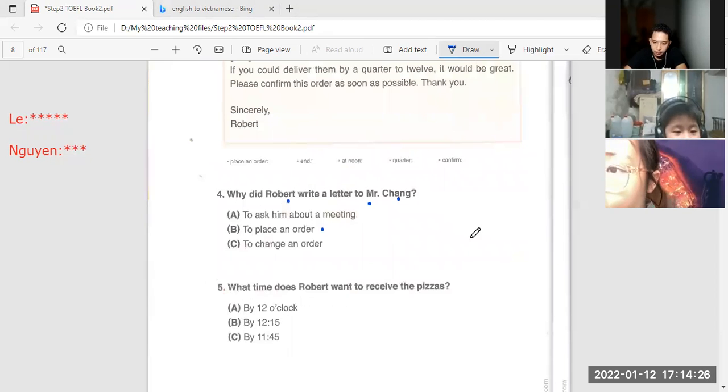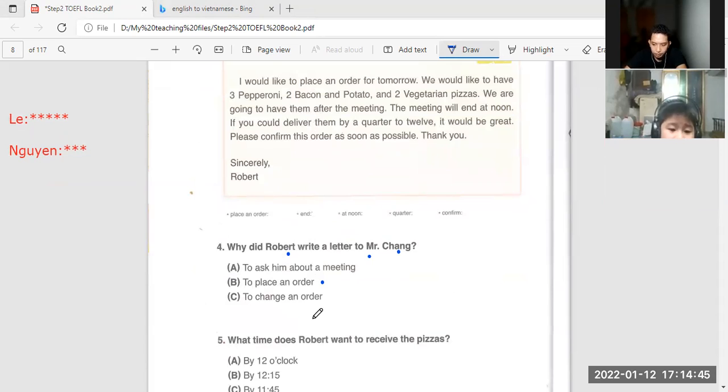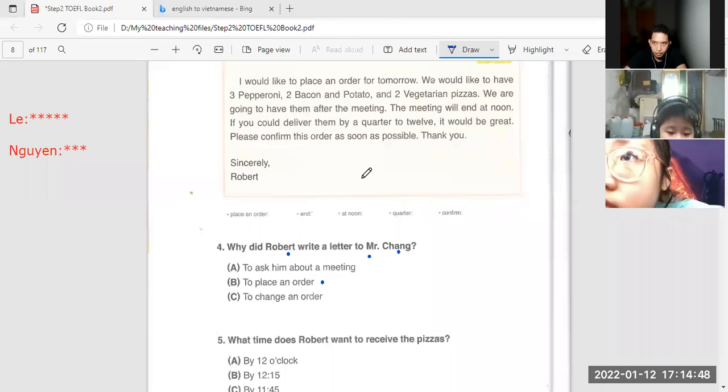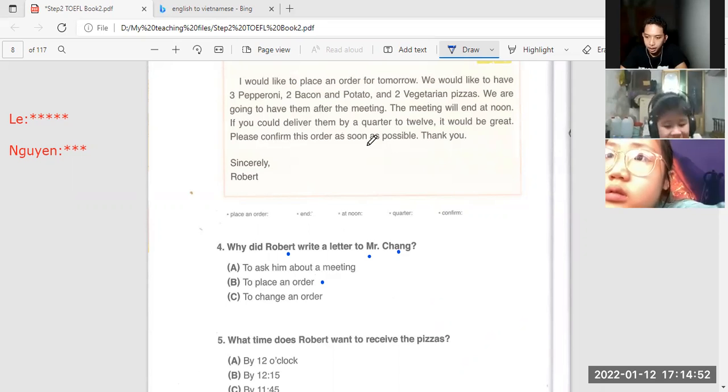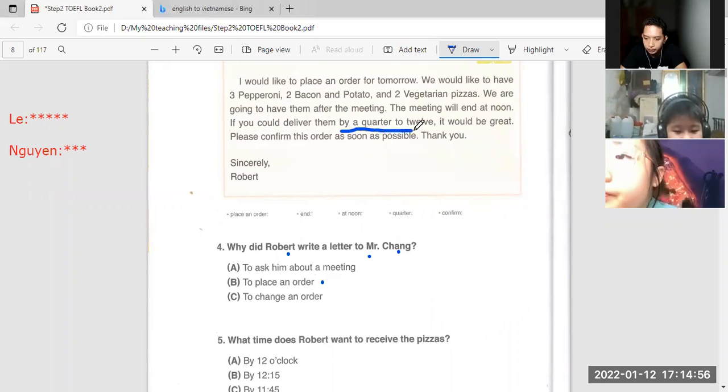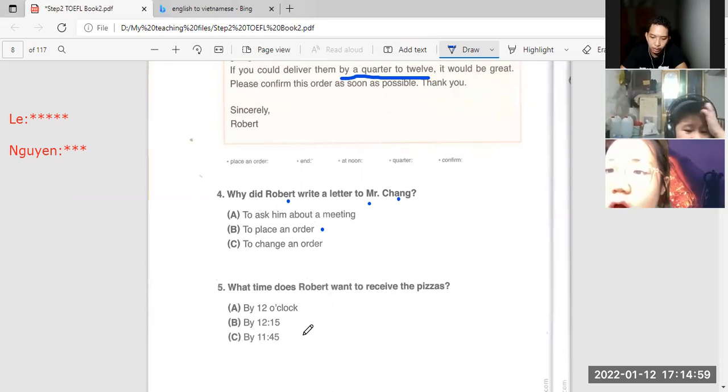Okay, what time does Robert want to receive the pizzas? By 12 o'clock, by 12:15, or by 11:45? Who knows the answer? Raise your hand. Okay, so if you could deliver them by 11:45, you know, which one is 11:45, A, B, or C? Lei, A, B, or C? It's A. No, no A. What about Nguyen? Nguyen, what about you?